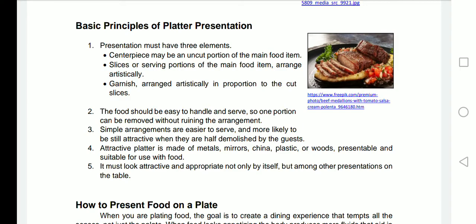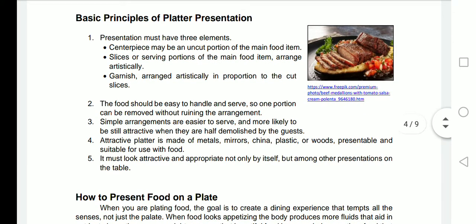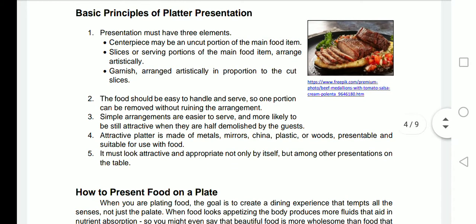The centerpiece, it is the uncut portion of the food item. And then the slice, or the cut or serving portion of the main food. And then the last one is the garnish, and we already discussed what the garnish is. So that is the three basic elements of presentation. And then number 2, the food should be easy to handle and serve, so one portion can be removed without ruining the arrangement. There is a slice portion wherein the guest can remove it without ruining the presentation of the food.